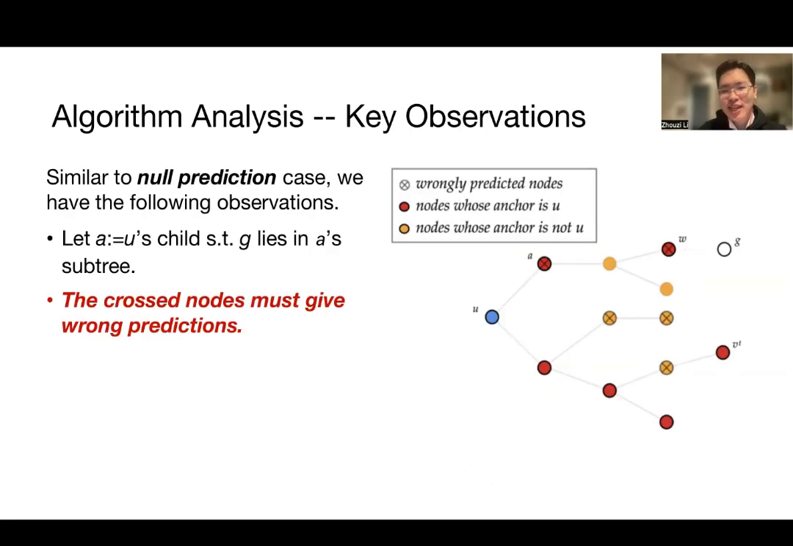Similar to null prediction cases, we also have key observations. For any node U on the path from R to G, let A be its subtree that contains G. Then, the cross nodes, which are the nodes whose anchor is U in the upper subtree and other nodes whose anchor is not U, they must give wrong predictions. The proof is just straightforward by the definition of anchor.